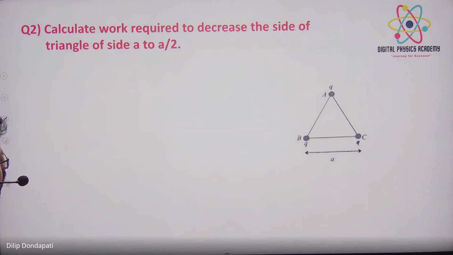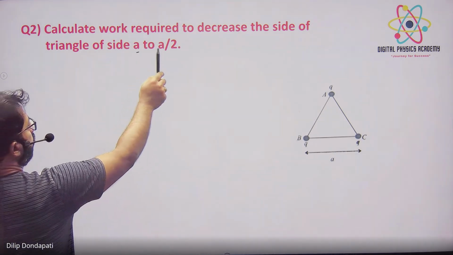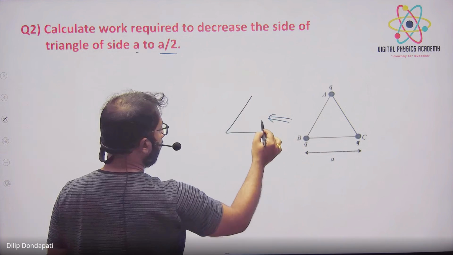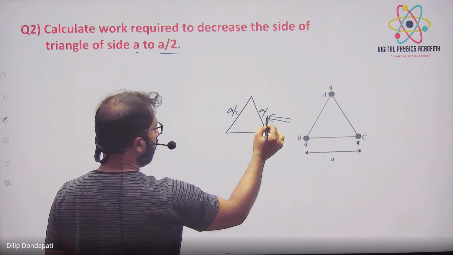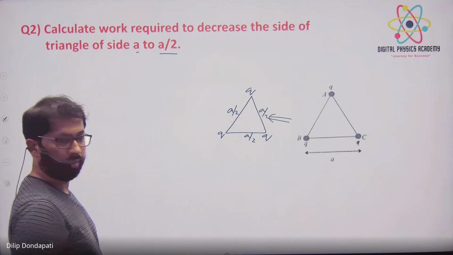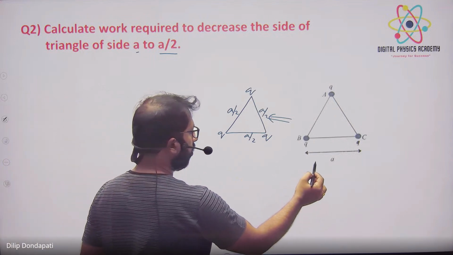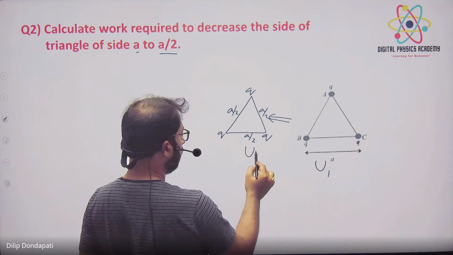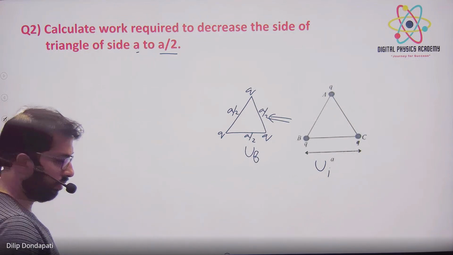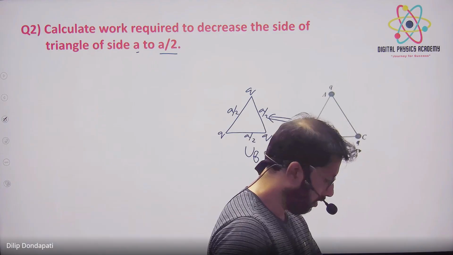Now calculate the work done to decrease the side of a triangle from A to A by 2. मान इनिशियली A था, बाद में क्या हो गया? A by 2 बना दिया. So work is done, right? How much work is done? So this is the initial configuration, initial potential, final potential. And what done?